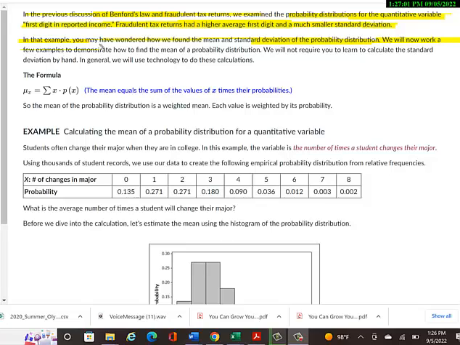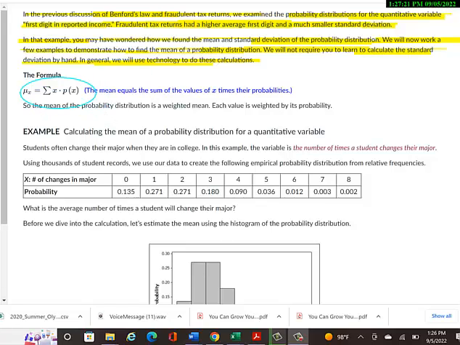We will now work on a few examples to demonstrate how to find the mean of a probability distribution. We will not require you to learn to calculate the standard deviation by hand. In general, we'll just use technology to do these calculations. But just in case you're curious, or just to show everything in this class, even if we might not use it necessarily, here's our formula.